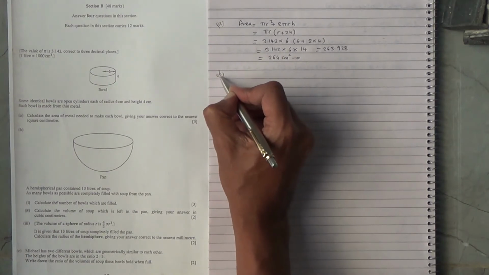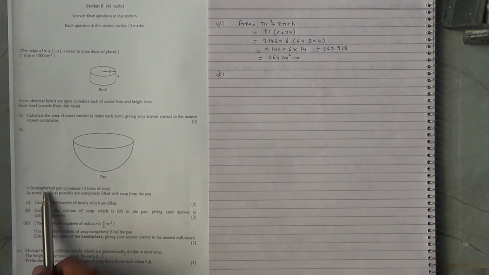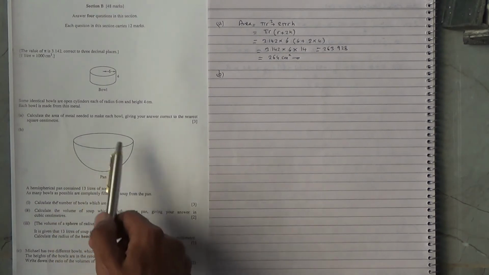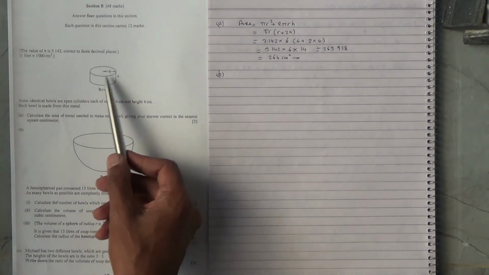Now for the second part, as you can see, there's a hemispherical pan containing 13 liters of soup. This pan here has 13 liters of soup inside. As many bowls as possible are completely filled with soup from the pan. So we're taking the soup from here and we're filling a number of bowls like this here. Calculate the number of bowls which are filled.